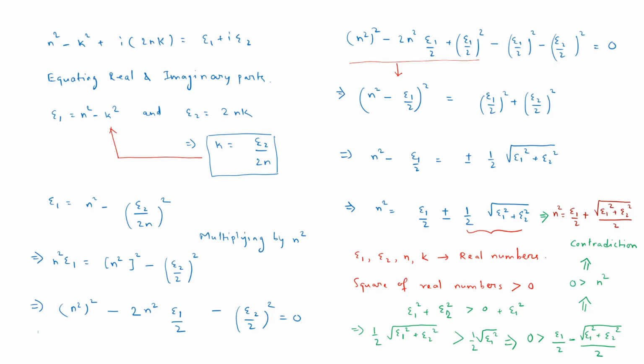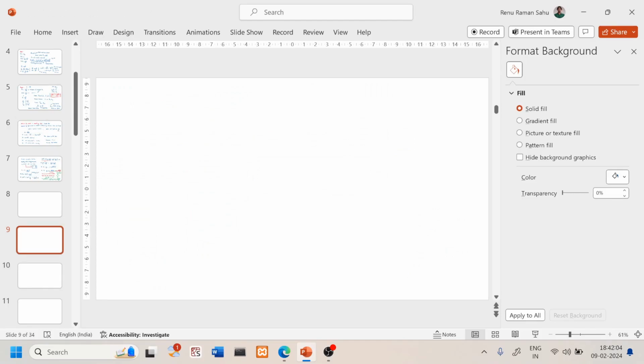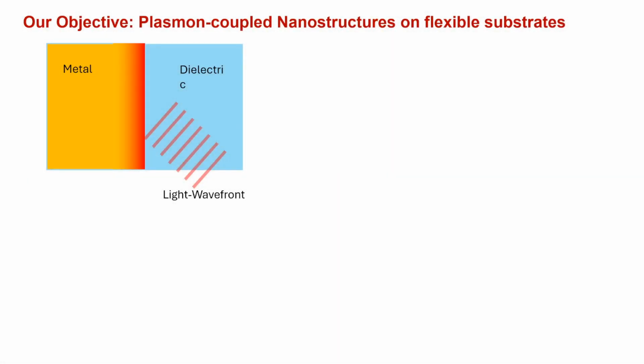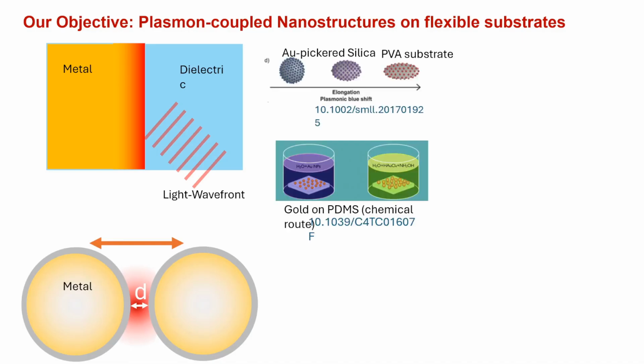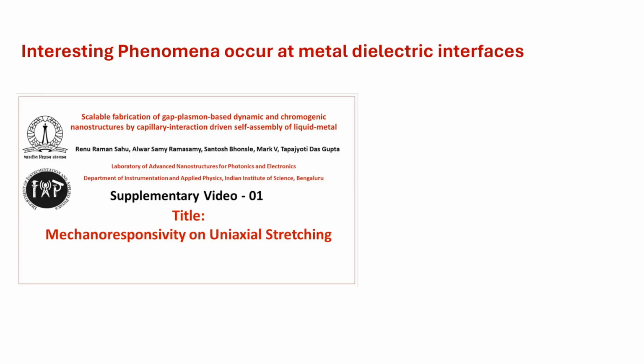Okay, so what we were looking at was the relationship between the refractive indices and the permittivity, the real and imaginary parts of the permittivity. Till now, just for a quick recap, we started with a very basic motivation that at metal dielectric interfaces we have very interesting phenomena happening, and there is a lot of research going on in which we try to bring metal dielectric interfaces very close together because they have a whole lot of applications, and this is one of the slides from my own work.